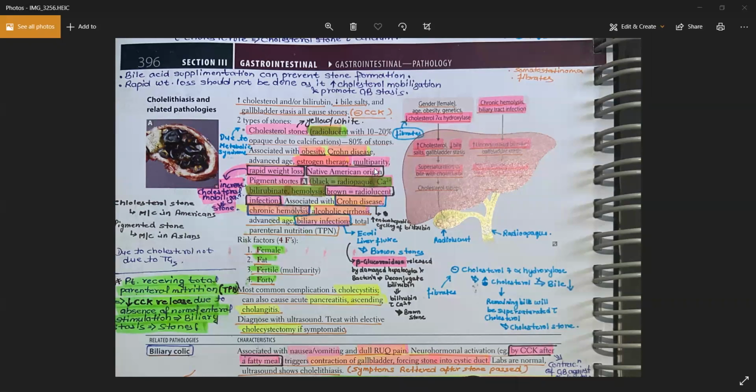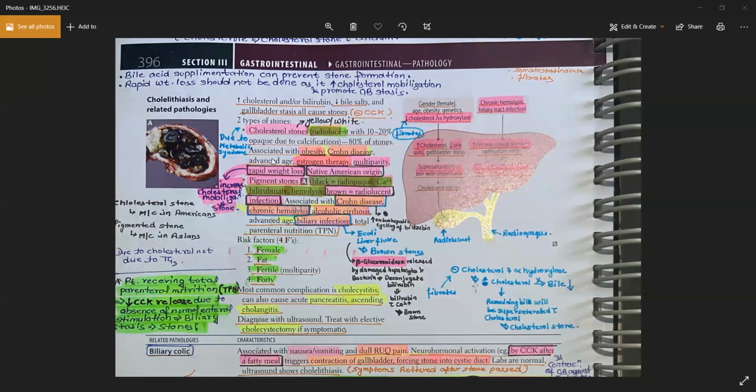For rapid weight loss, you will be mobilizing the cholesterol stores in the body, and because of that, sometimes the bile can become supersaturated with cholesterol, and that can cause cholesterol stone formation. Native American origin, okay, the Americans mostly have the radiolucent or cholesterol stones, while the other areas of the world mostly have pigmented stones. So very important, the causes of these cholesterol stones. Please note why the causes are there, what's happening in every cause: in case of obesity, Crohn's disease, age, estrogen, multiparity, weight loss, and other things. So these are all the causes of cholesterol stones.